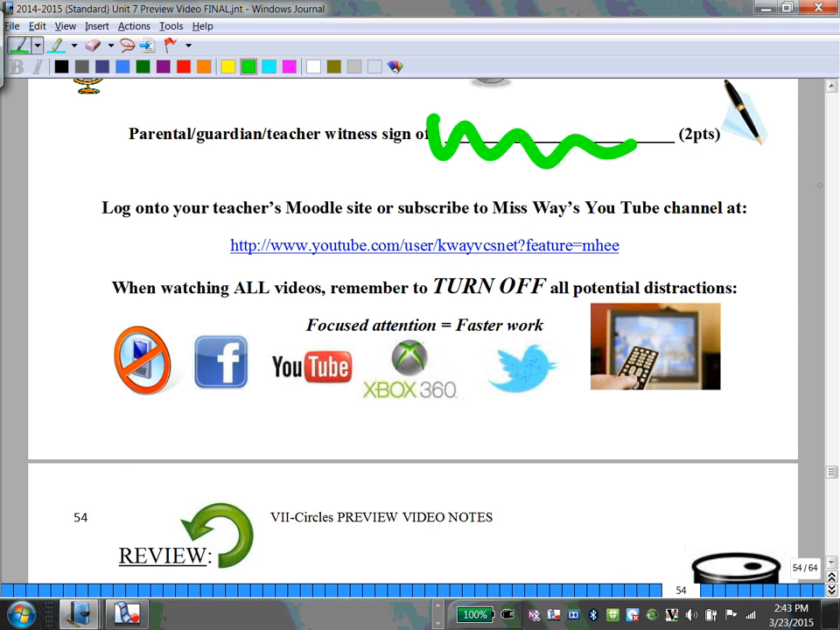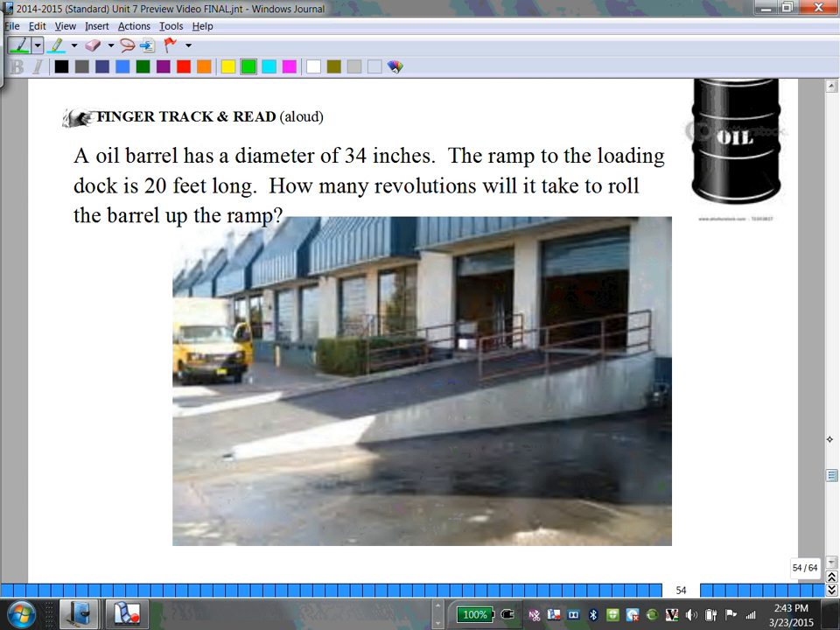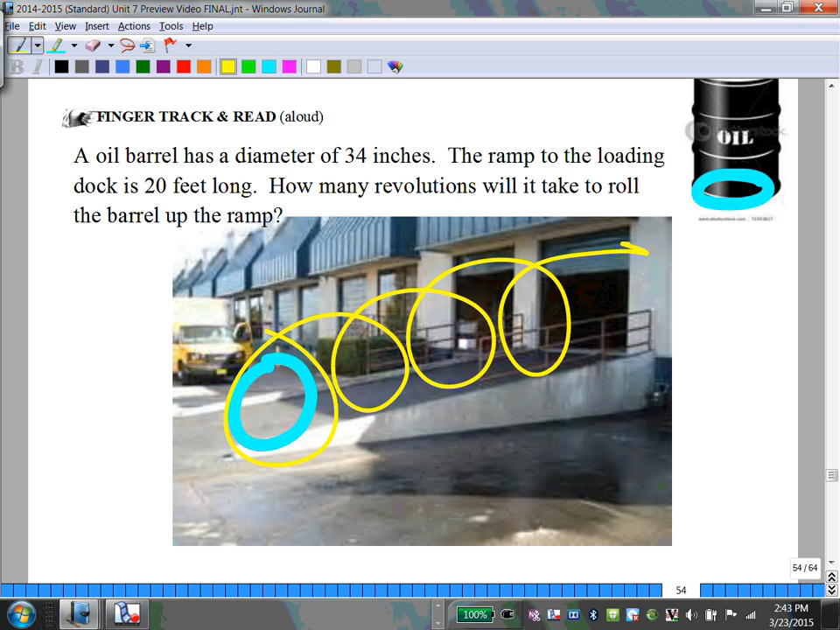Okay, so let's just kind of get a visual here. The barrel is going to roll sideways, so I'm going to draw our barrel, the edge of our barrel is right there. And we want to ask, how many rolls does it take to get up that dock this way? That's what we're asking ourselves, how many rolls?